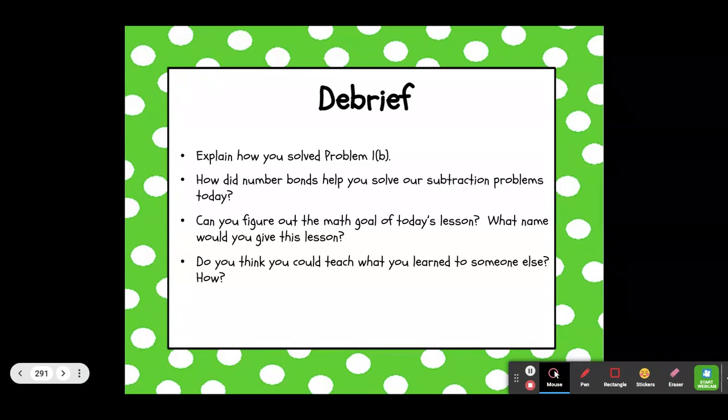Great. So now, let's debrief. Explain how you solved problem 1B. How did number bonds help you solve our subtraction problems today? Can you figure out the math goal of today's lesson? What name would you give this lesson? Do you think you could teach what you learned to someone else? How? Choose one of these questions to debrief and write it down either on your problem set, in your math notebook, or on a piece of paper, and show it to your teacher.